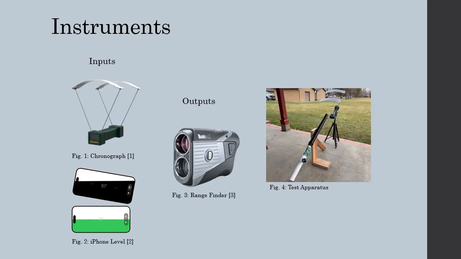In order to measure our inputs and outputs, we acquired three main tools. To measure the inputs, we used a chronograph for velocity with an error of plus or minus 0.25% and an iPhone measurement app for getting the angle of the cannon within an error of plus or minus 1 degree. For measuring the outputs, we used a laser rangefinder to gather the total distance in yards, plus or minus 1 yard. This total setup consisted of a PVC cannon, a golf ball encased within a 3D printed sabot, a mount to allow a varying angle of the cannon, and a chronograph placed on top of a camera tripod.